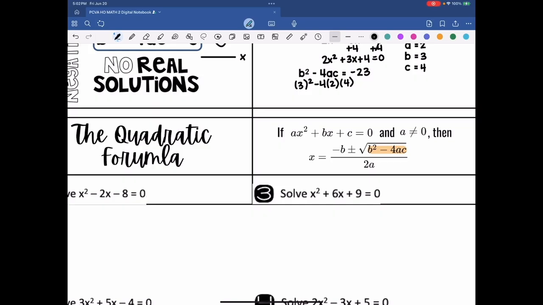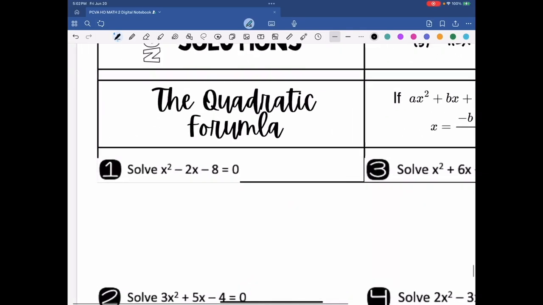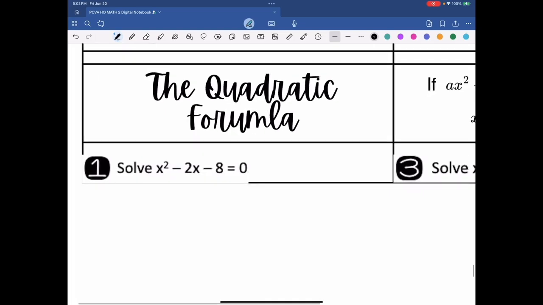So the quadratic formula is always a go-to if you're trying to find your solutions. So for this one, I have an a value equal to 1, a b value that's equal to negative 2, and a c value that's equal to negative 8.